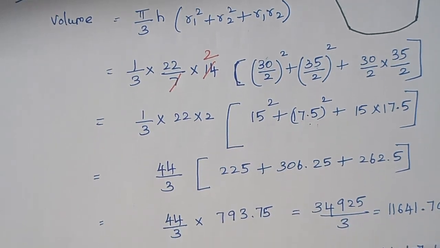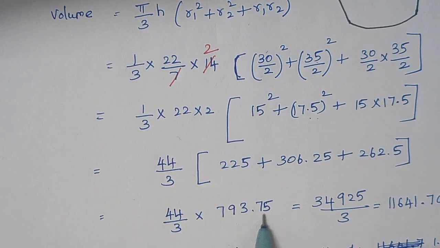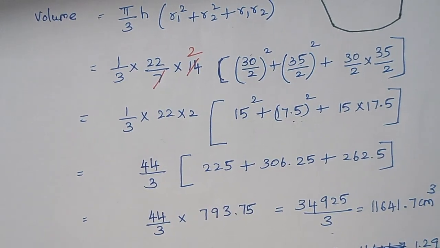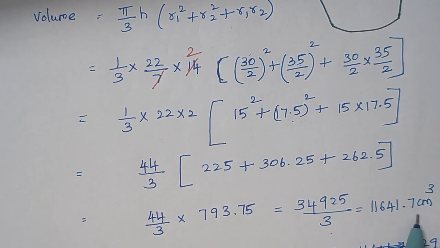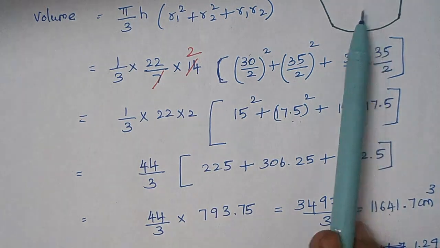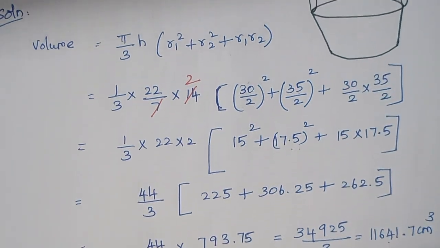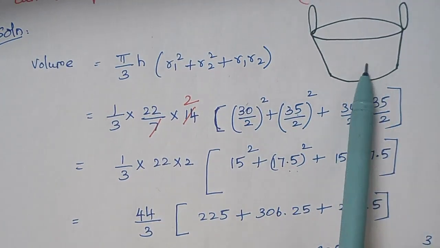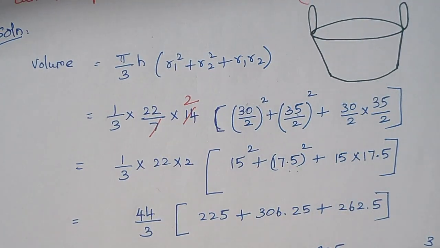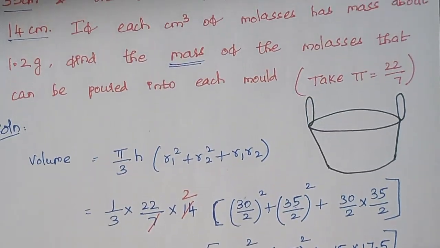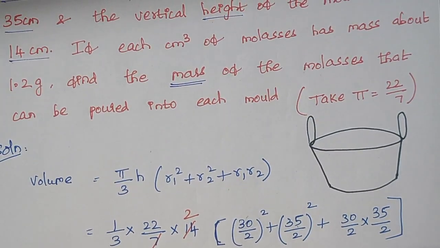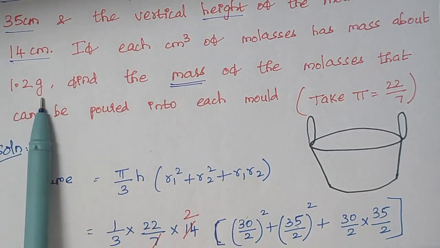So again when you add, here comes the answer, and again you multiply, and when you multiply by 44 and divide it by 3, the final answer is 11641.7 centimeter cube. So this is the volume of the frustum of the cone, or volume of the container that is used for storing the molasses. So now what is given in the problem? You see, if each centimeter cube of molasses, that is 1 centimeter cube of molasses, has 1.2 gram weight.